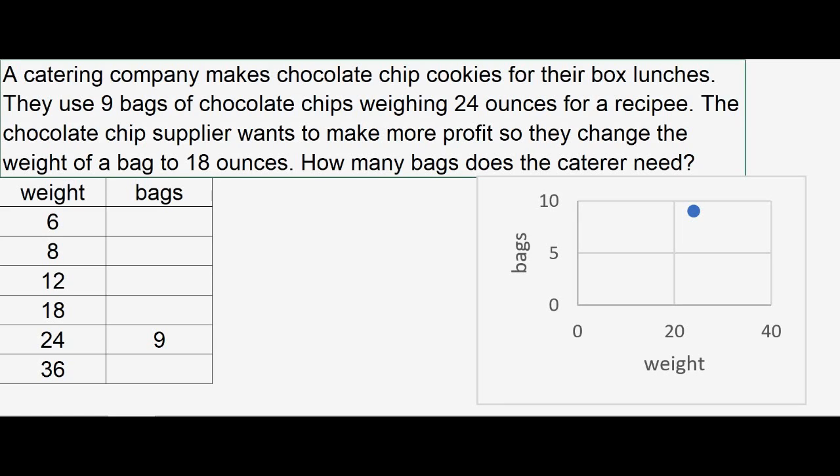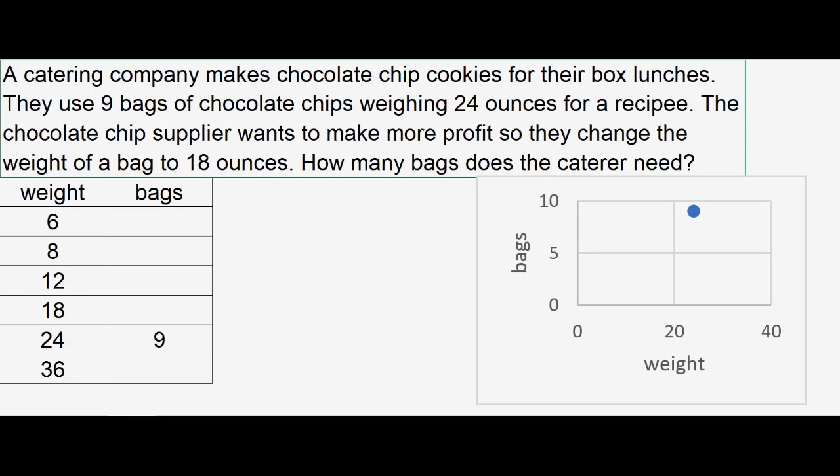So all of a sudden they change their bags to 18 ounces. How many bags does the caterer need? And you'll notice we're going to also ask the question, what if they change it to 12 ounces, 8 ounces, 6 ounces? And all of a sudden the caterer gets tired of the chocolate chip supplier constantly lowering the quantity instead of raising the price, and they go to a different supplier that has 36 ounces per bag. What happens to the number of bags under those conditions?